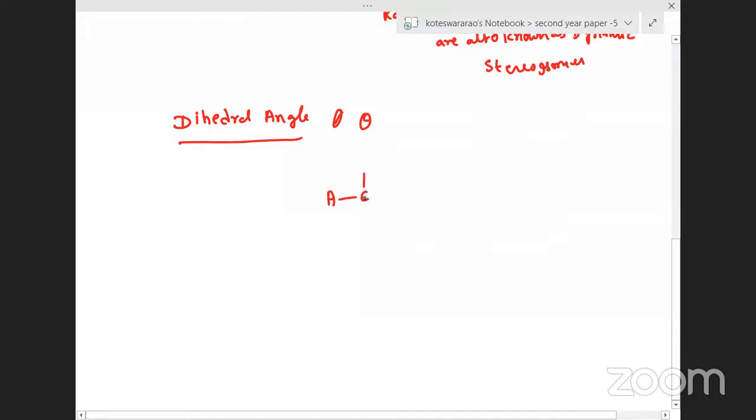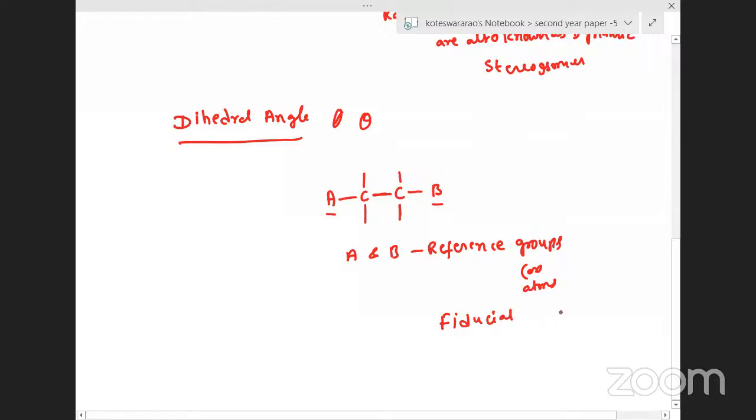Then previously I have given a molecule. This is a simple molecule which contains two carbons. Therefore, it has one single C-C bond. Now, this is the concerned sigma bond which is undergoing rotation. Then these two atoms, known as A and B, are the reference groups or atoms. Reference groups or atoms are also called fiducial groups or atoms.